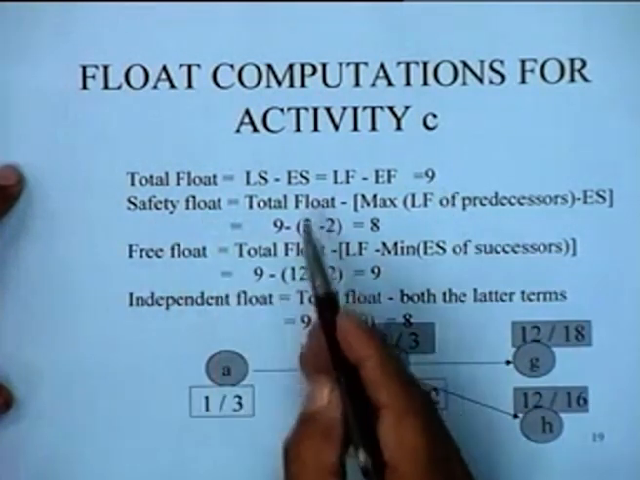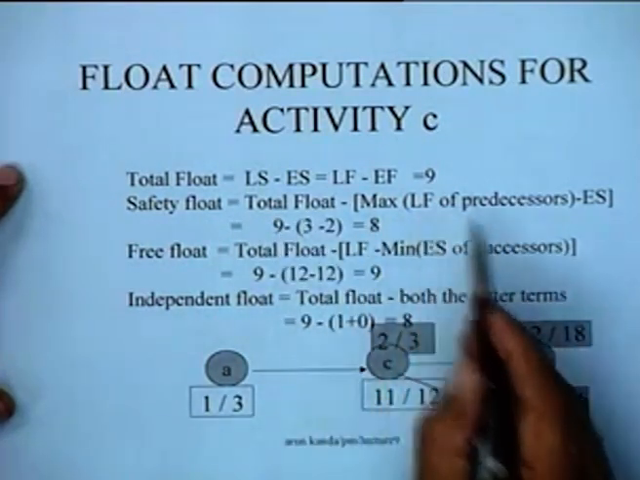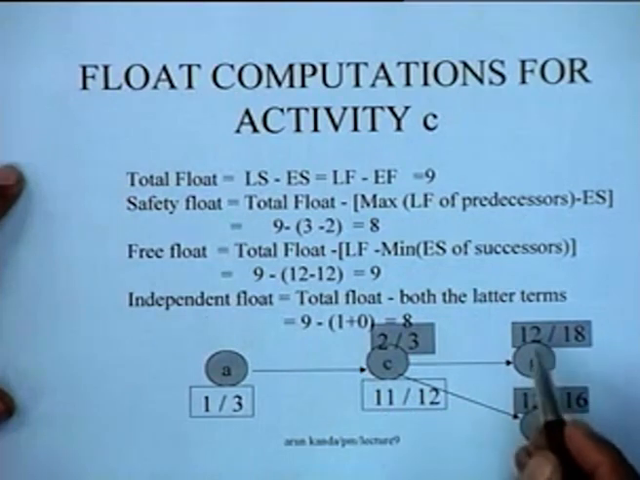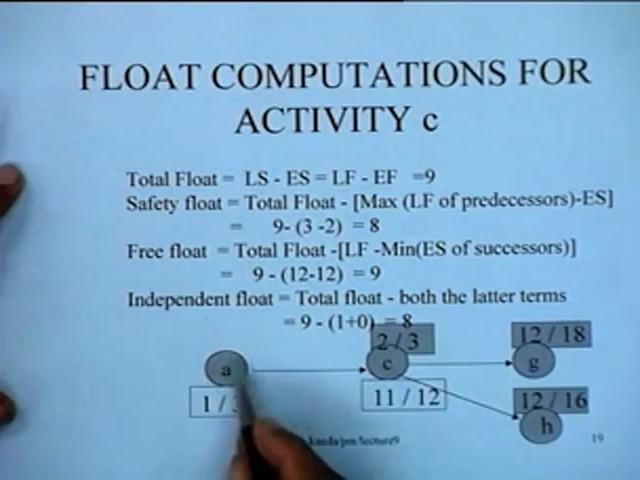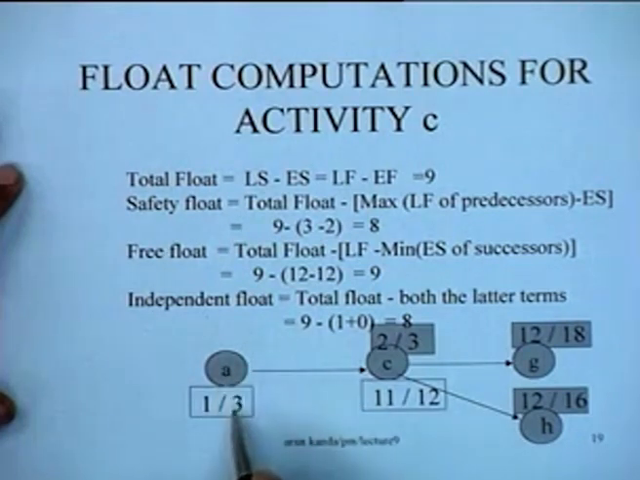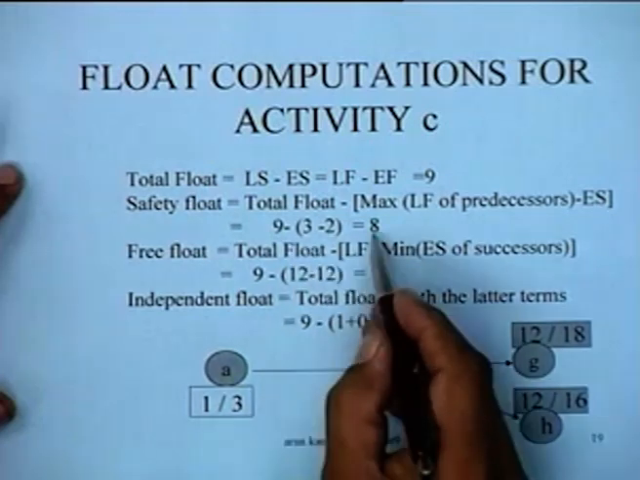The safety float is 9, which is the total float, minus the maximum of the latest finish of predecessors. There is only one predecessor here, and that predecessor has a latest finish time of 3. So 3 minus the early start of the activity, which is 2. So the safety float for this activity is 8 by this logic.